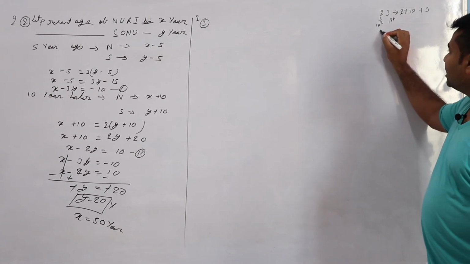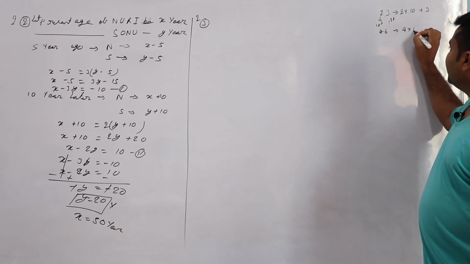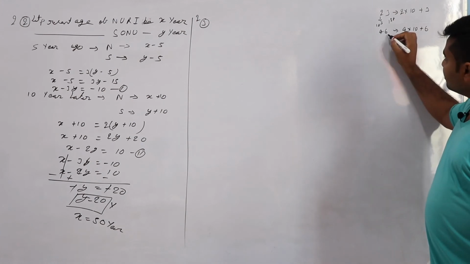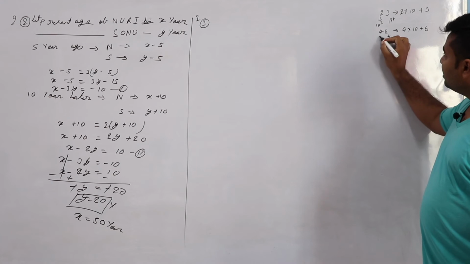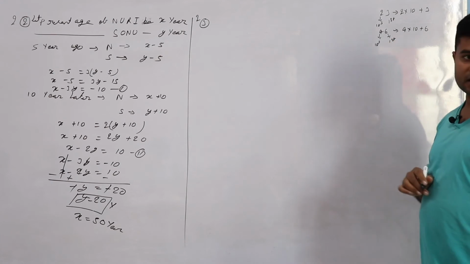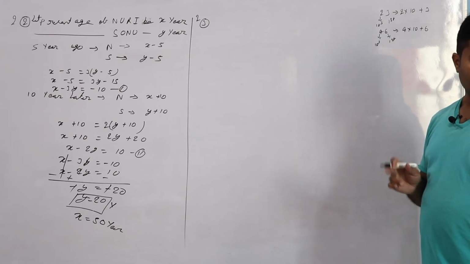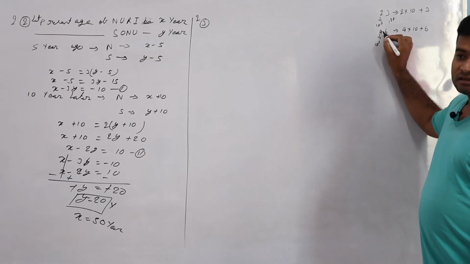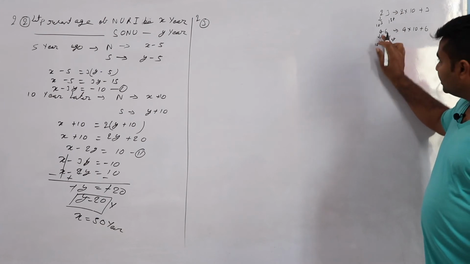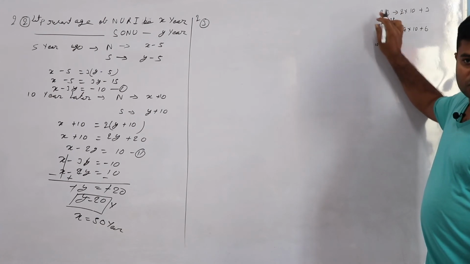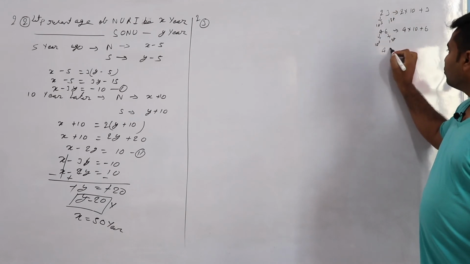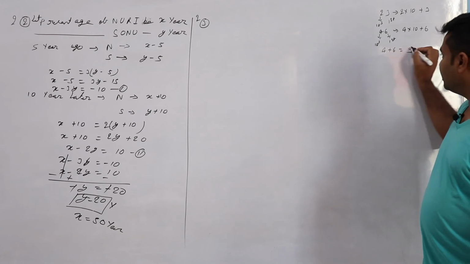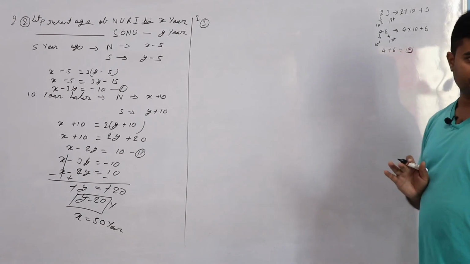If I write a number like 46, how is it made? 4 into 10 plus 6. Now this 6 is at the first place and 4 is at the tens place. Now the question is saying the sum of its digits. Sum of digits means 4 and 6, or 2 and 3. Here 4 plus 6 is 10.